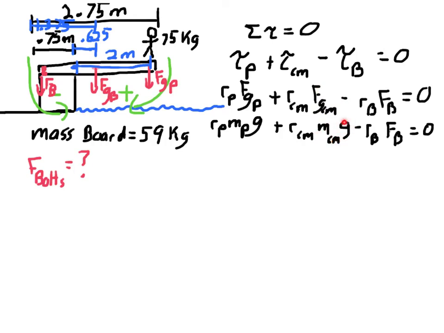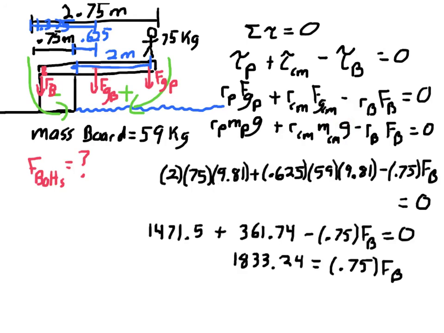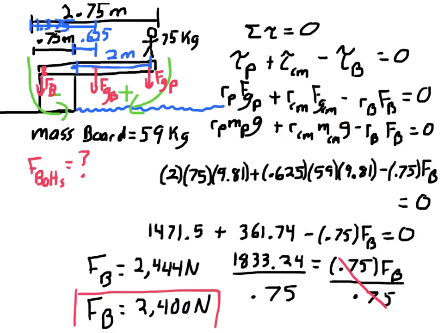Now let's plug in some numbers. And with significant figures, I end up with 2,400 newtons is how much force these bolts have to apply downwards to hold the dive board, to prevent it from rotating off and our person falling off into the water unexpectedly.